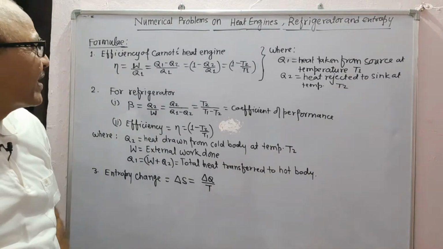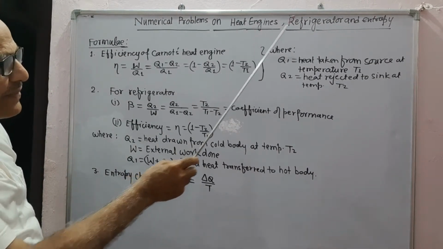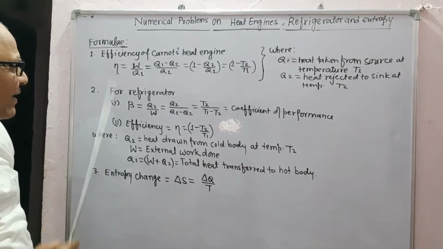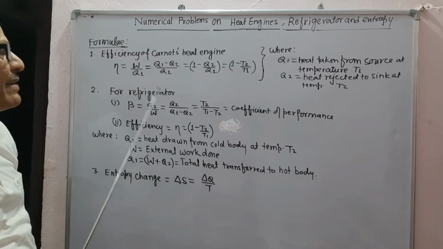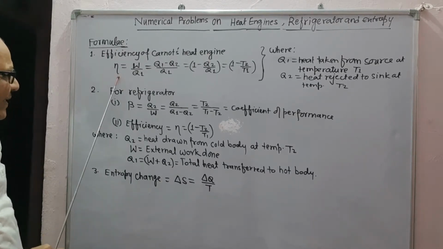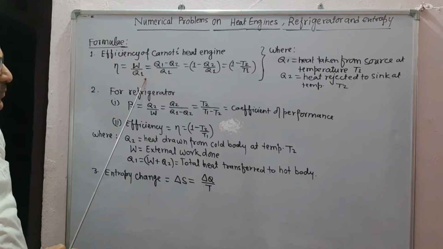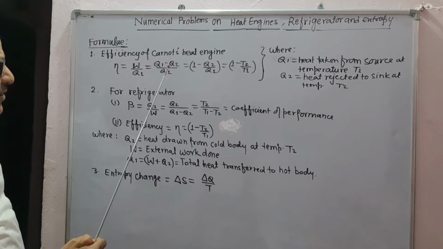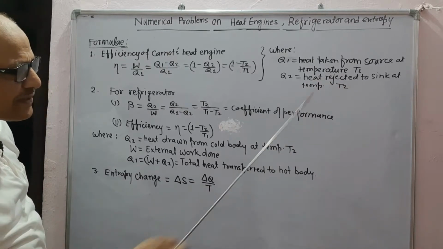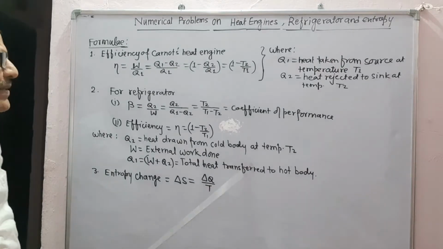Dear students, today we are going to solve some numerical problems related to heat engines, refrigerator and entropy. At first we recollect the formulas. Efficiency of Carnot engine is given by eta is equal to W upon Q1, that is work done upon total heat taken from source, which is Q1 minus Q2 upon Q1, where Q2 is heat rejected to sink at lower temperature T2, Q1 is heat taken from source at higher temperature T1.